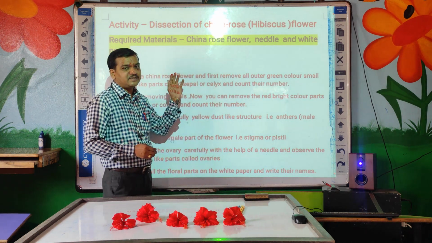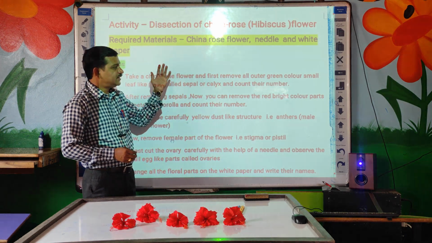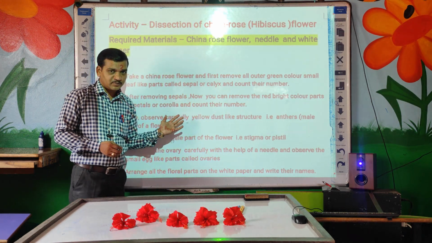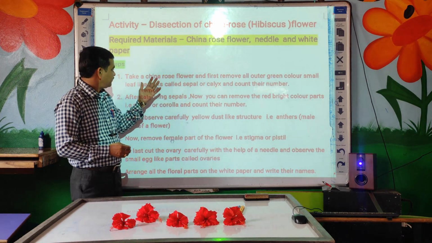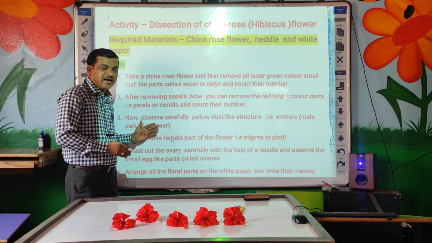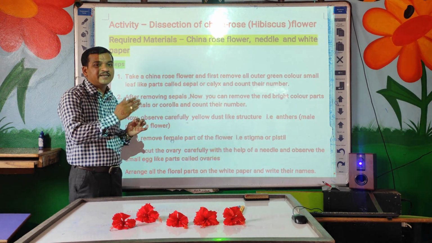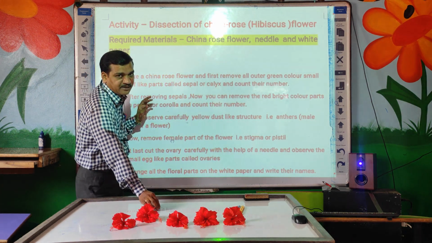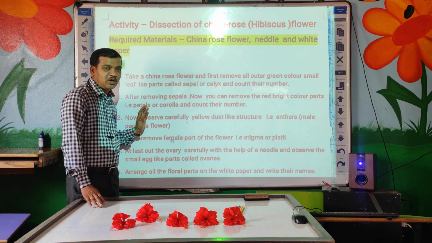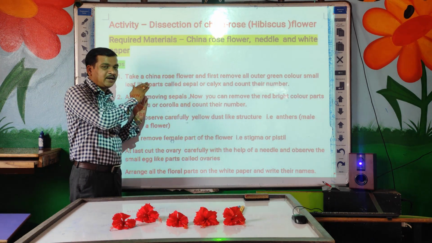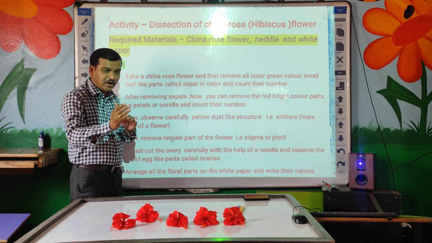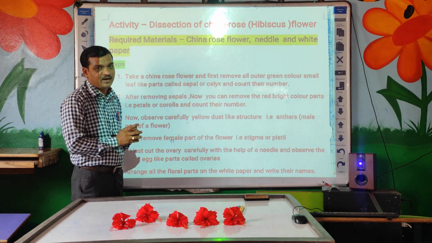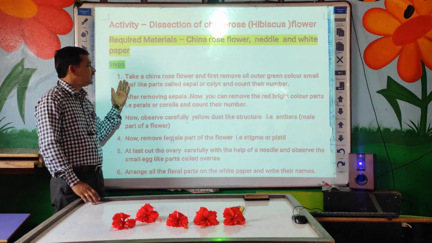Now there are some steps. These steps you have to follow, one by one, and then only you can dissect the flower properly. So what are the first steps? I will read the first step, and we will follow the same step with the flower. So the first step is there.